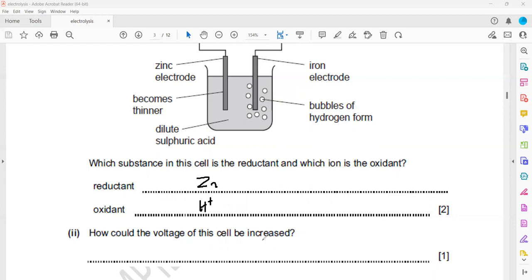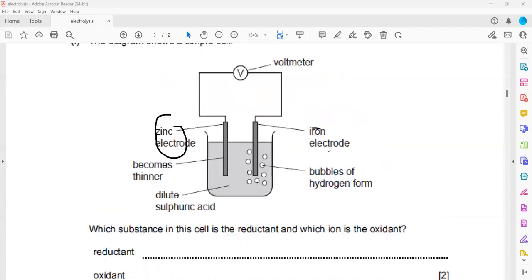How could the voltage of the cell be increased? I want to produce more voltage. What should I do? Here I'm using a difference in reactivity. So use two metals which have a greater difference in reactivity.